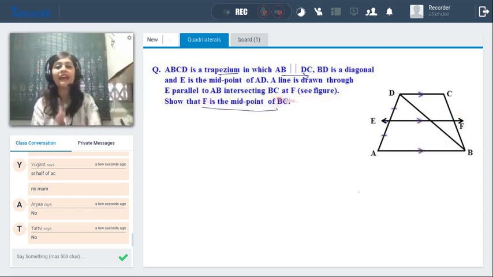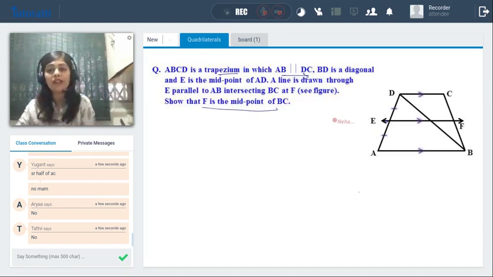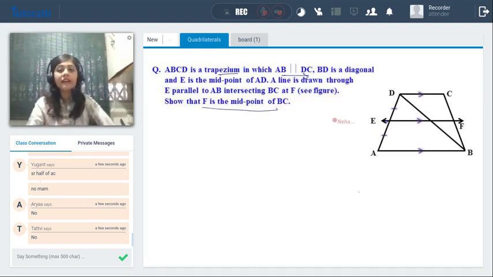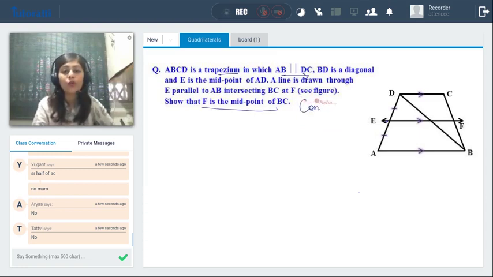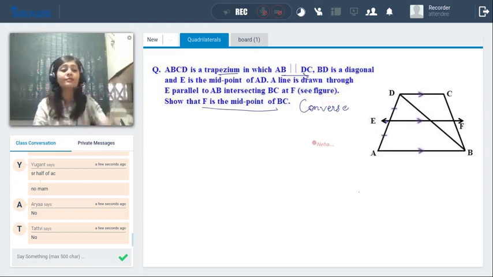We need to prove that F is the midpoint of BC. Students, to prove that any point is the midpoint of a side of a triangle, we can only apply the converse of the midpoint theorem. Yes, because the converse of the midpoint theorem says that, what does it say? If a line passing through the midpoint of one side of a triangle is parallel to the second side, then it bisects the third side.